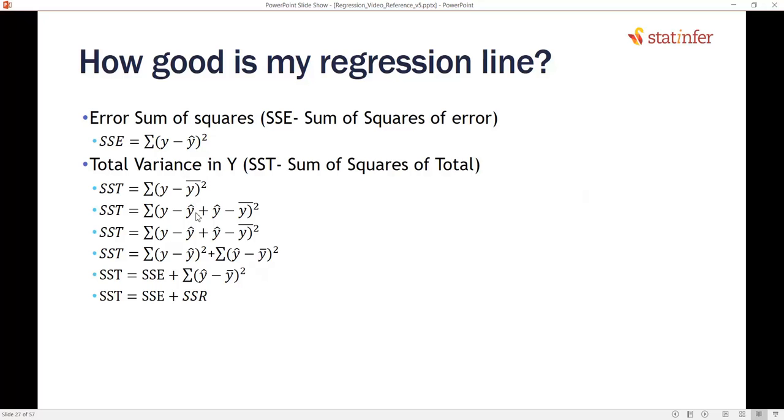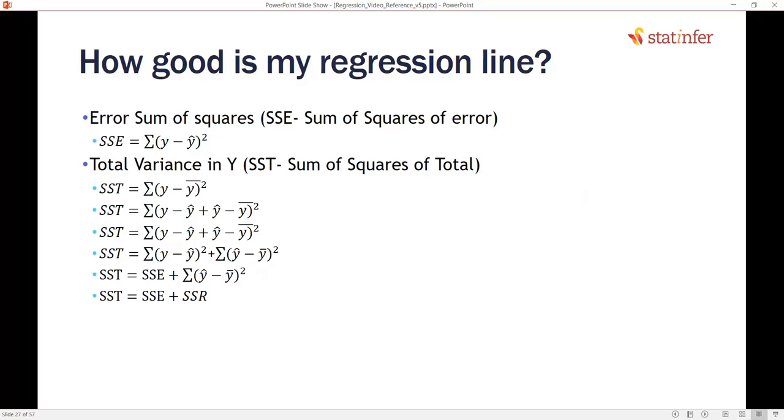Total sum of squares, we can in fact finally rewrite this whole thing, and finally we can derive total sum of squares. The variance in y is finally divided into two components, that is SSE, unexplained variance, and SSR, that is explained variance. What are we trying to do in this whole regression? We are trying to predict y.